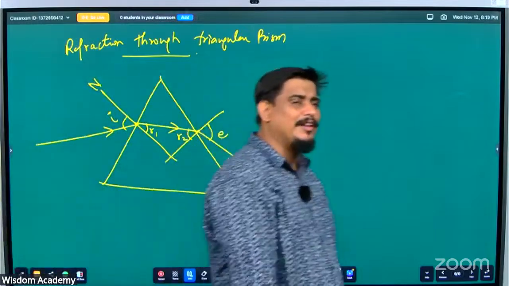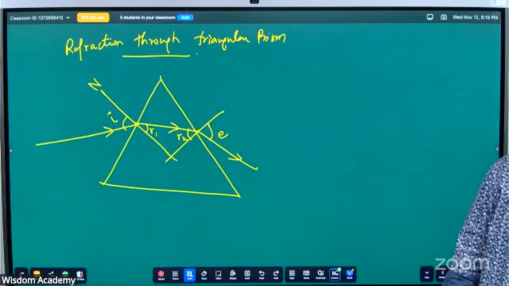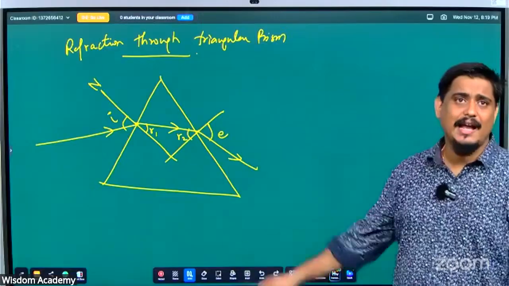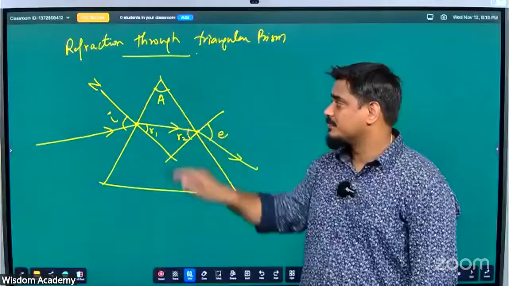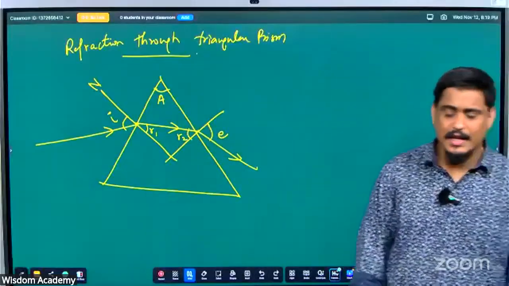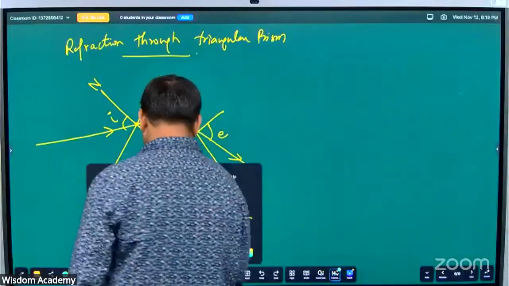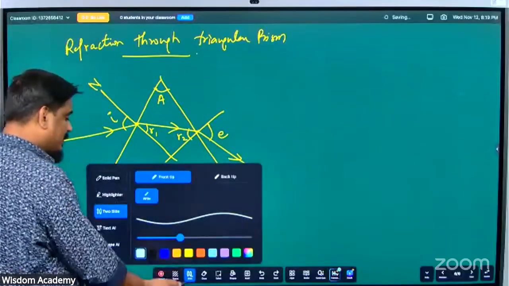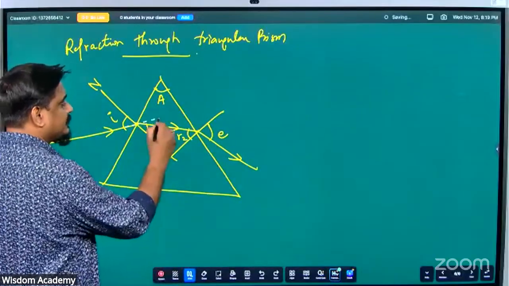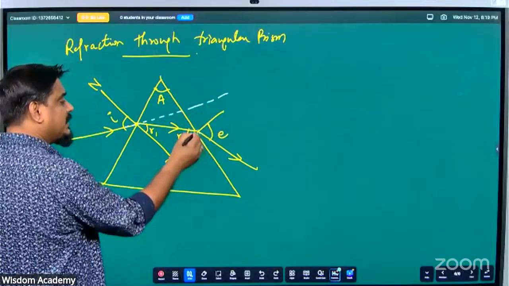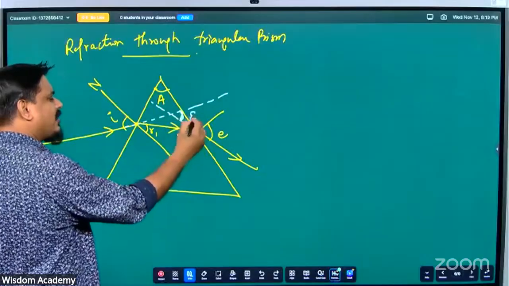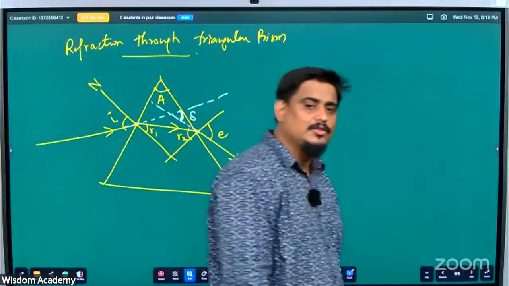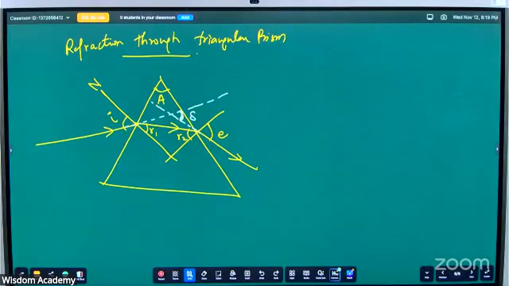So angle of incidence, angle of refraction 1, angle of refraction 2, and angle of emergence I have drawn in the diagram. This angle is called as angle of prism. Never forget that. And I have told in the class that if you extend the incident ray and you extend the emergent ray, what is this angle? That angle is called as angle of deviation. So angle of deviation is how much your emergent ray is deviated from the incident ray.